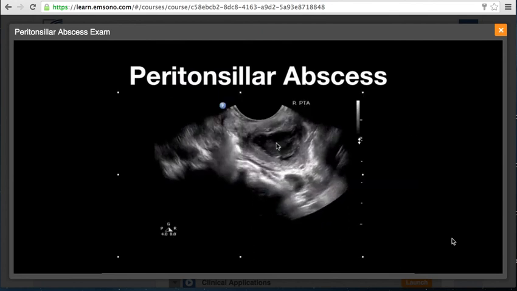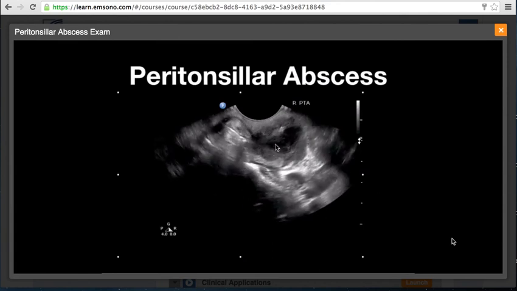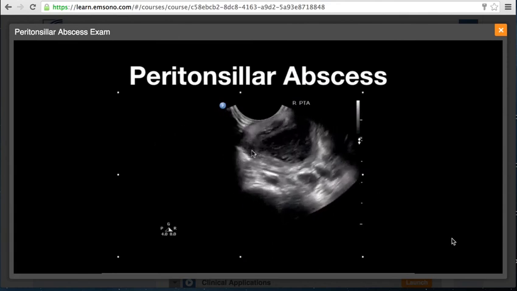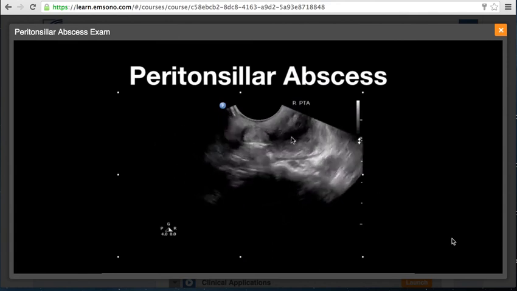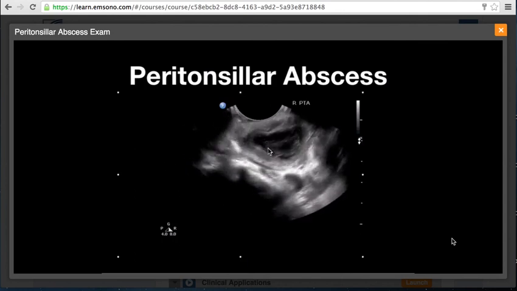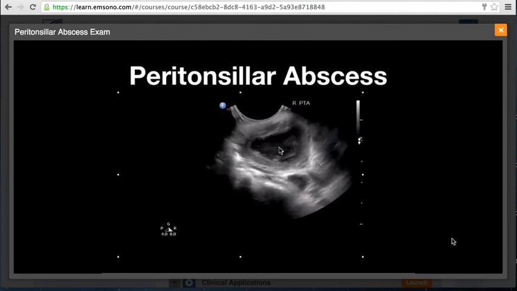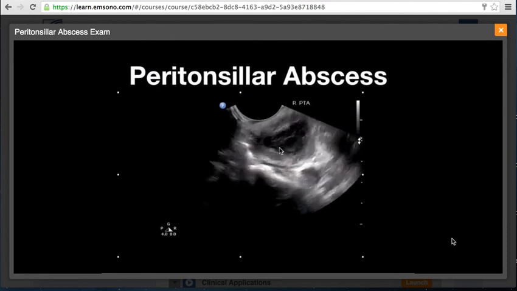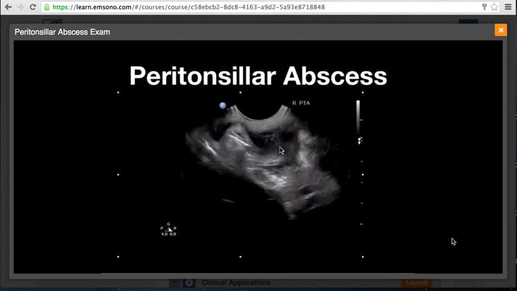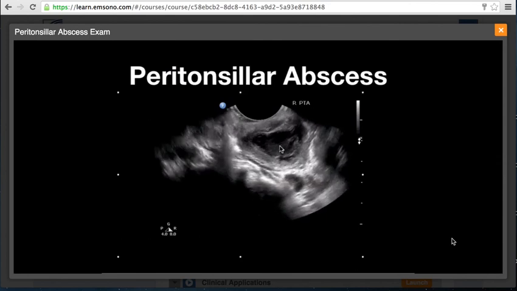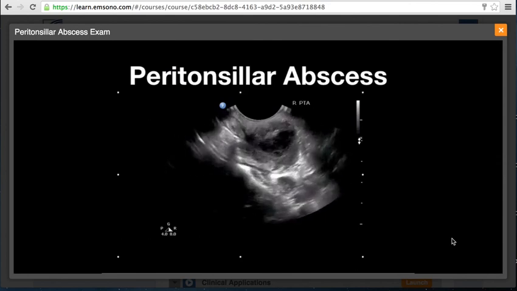Here's another patient who has a very large peritonsillar abscess. You can see the surrounding area of the cavity, and you can see the central hypoechoic area with echogenic debris within it. In this patient, about 7 to 8 cc's of purulent material was returned on needle aspiration. This was a transverse scan also here.